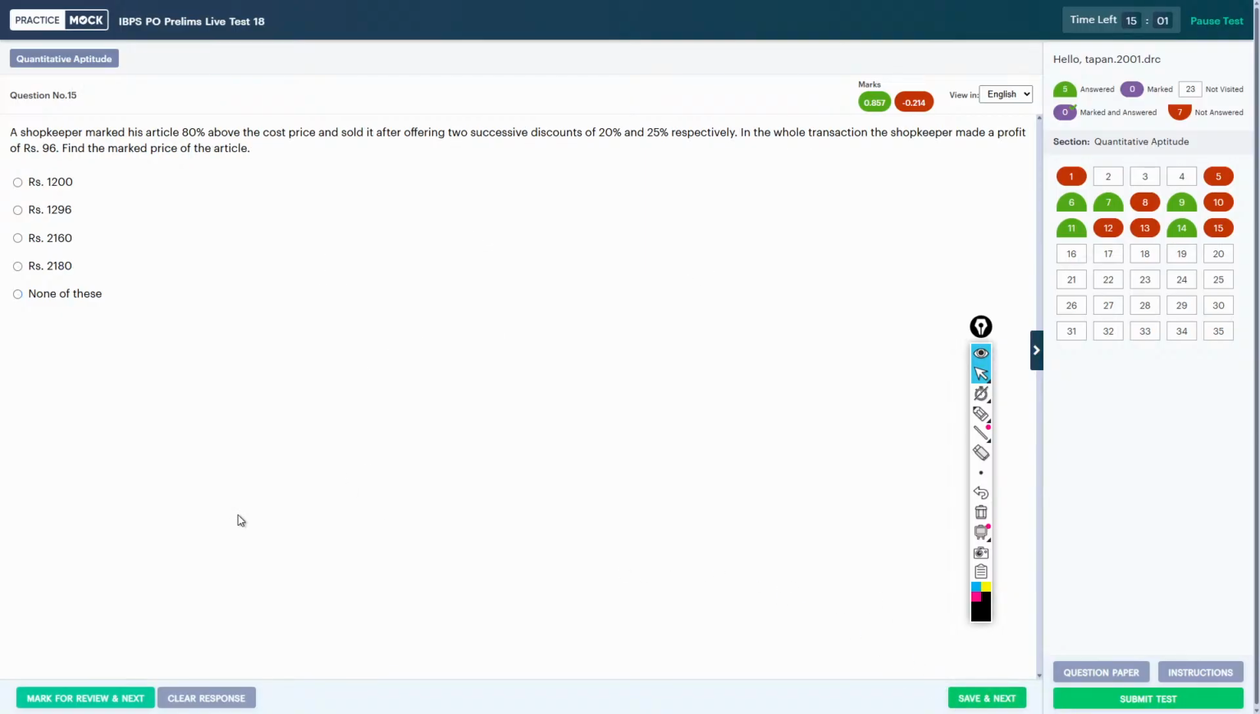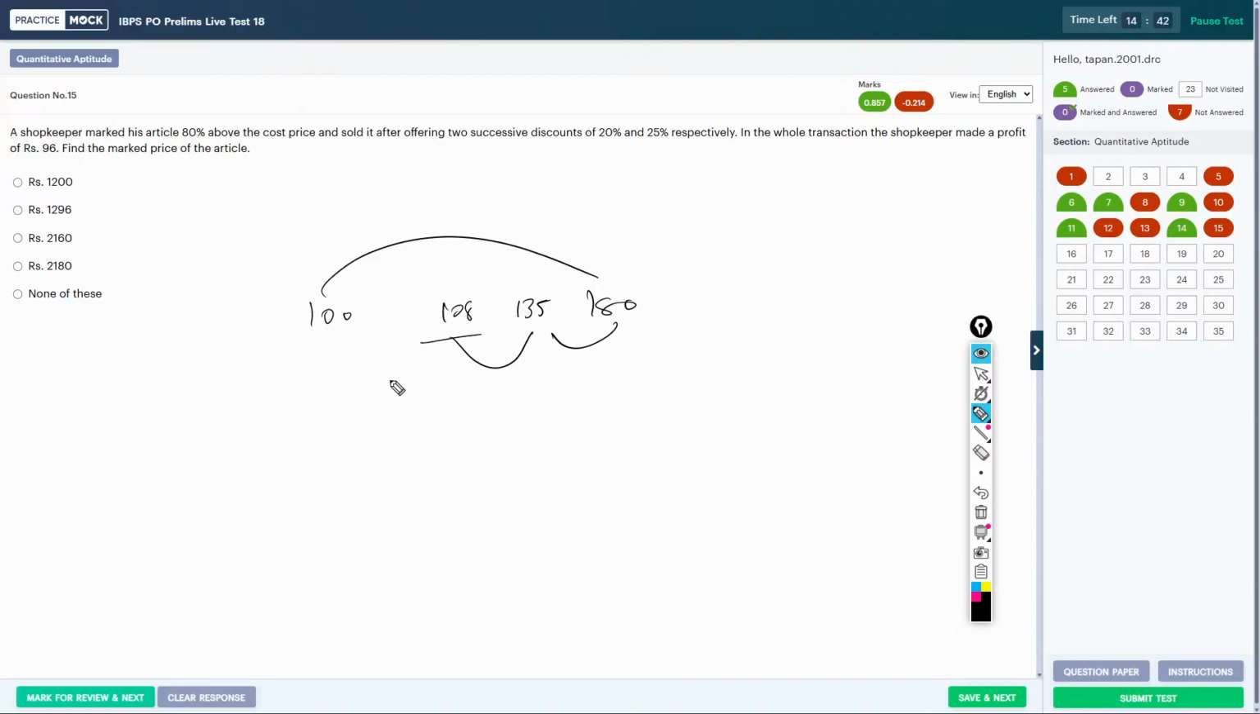A shopkeeper marked his article at 80% above cost price, sold it after two successive discounts of 25%. One fourth is 45. So 135 will remain. And then 20% means 27 goes. If 27 goes, then 108 remains. Whole transaction made a profit of... so 8 is 96. So 12 times.